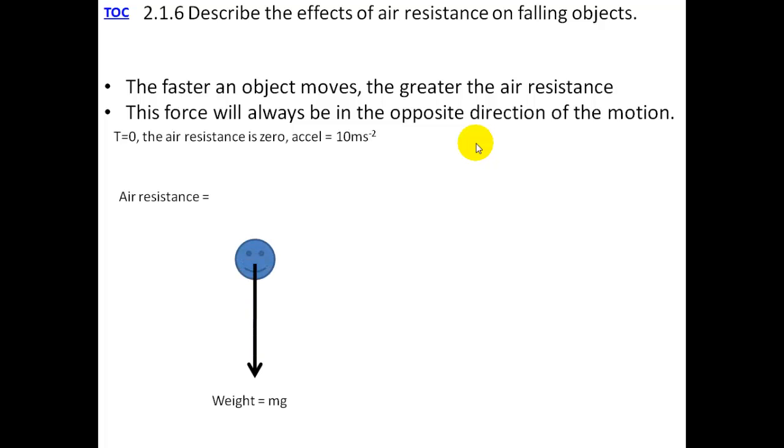So this is our first person that jumps out. The air resistance is pretty much zero. The only force acting on it is weight, so it's accelerating at 10 meters per second squared. Then what happens?